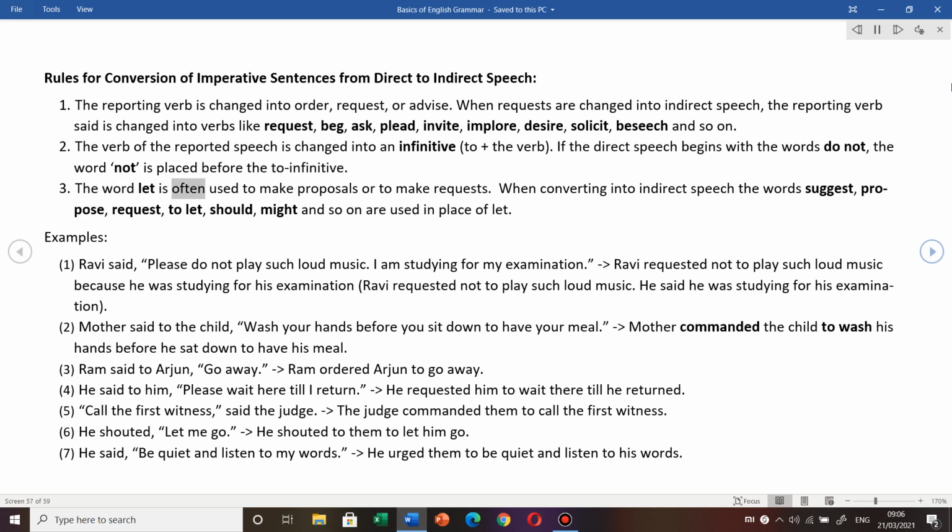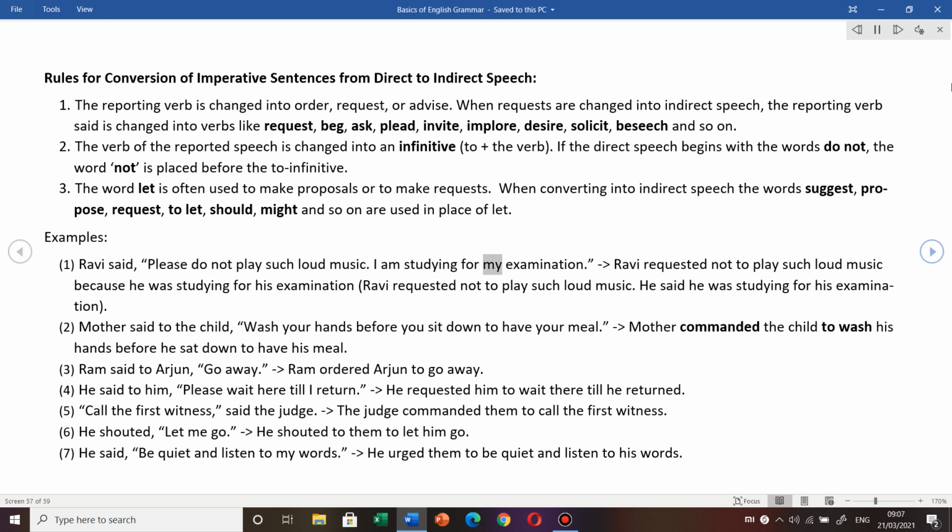The word let is often used to make proposals or to make requests. When converting into indirect speech, the words suggest, propose, request, to let, should, might and so on are used in place of let. Examples. Ravi said, "Please do not play such loud music.